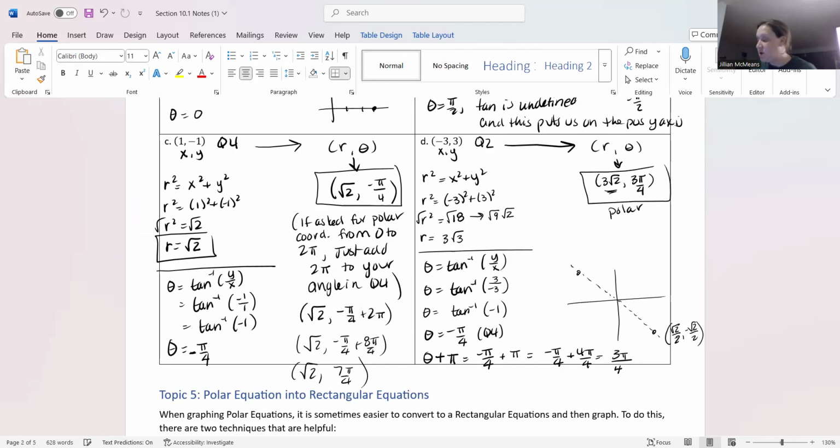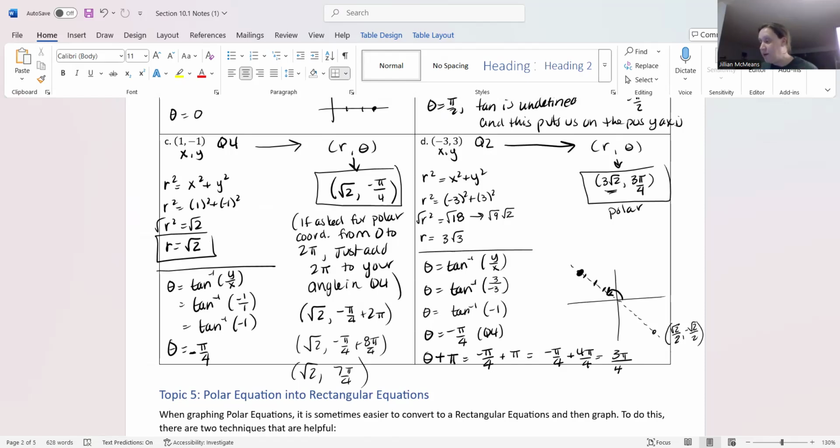So again, if we measure out 3 pi over 4, that puts us right here. And then we want to measure 3 times root 2. So let's see, what's 3 times root 2? That's about 4.2. So we want to measure out 1, 2, 3, 4.2. And that gives us that point right there, which is exactly the same as negative 3 comma 3. Okay. So there you have it.